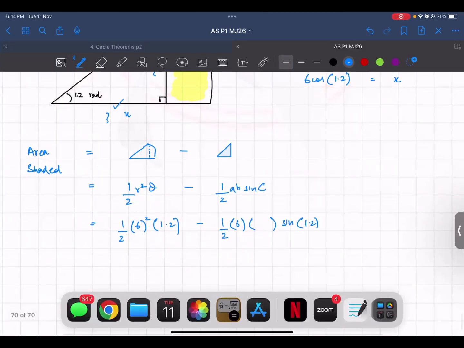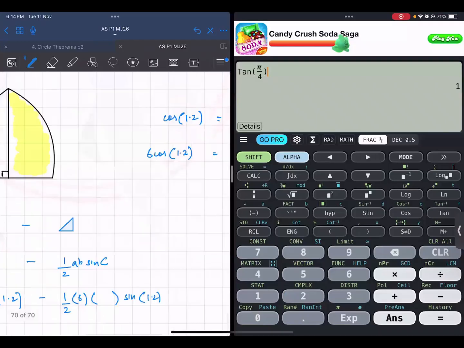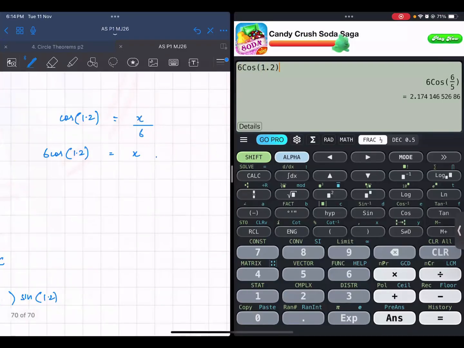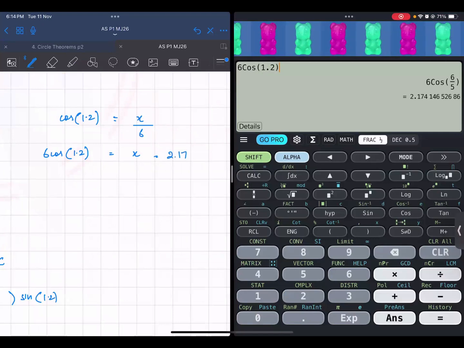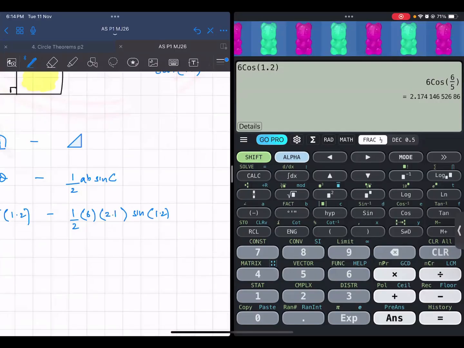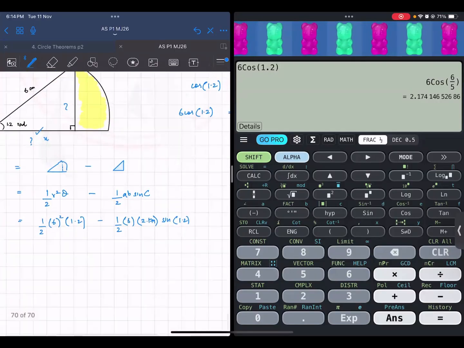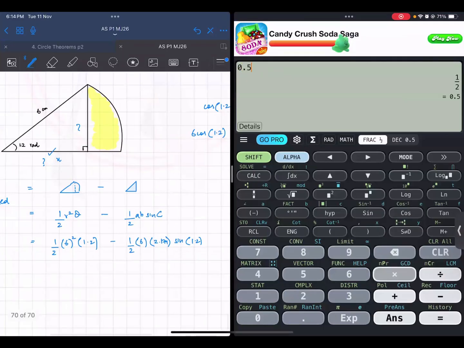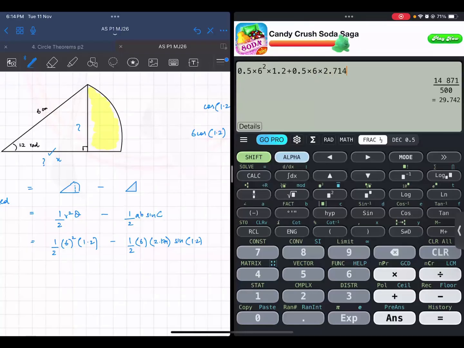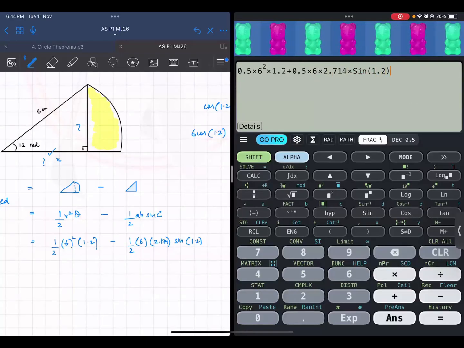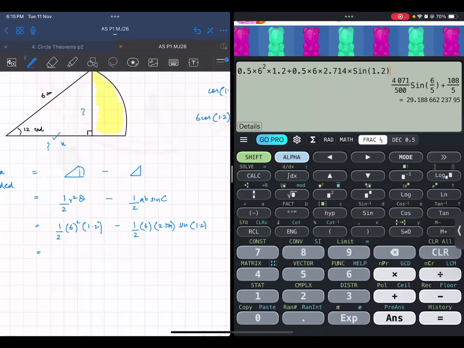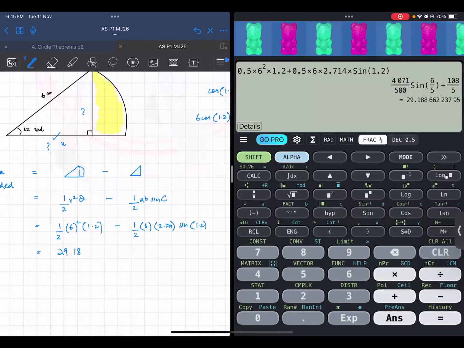Or I can use the calculator first. In radian mode, 6 cos 1.2 is equal to 2.174. So I can use it over here, 2.174. And now 0.5 into 6 squared into 1.2 plus 0.5 into 6 into 2.174 times sine 1.2. So the answer of the area of the shaded is 29.188.